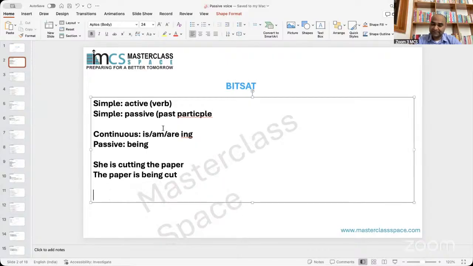Same with the past simple tense. What you need to check is active versus passive. In active, past simple is the second form of the verb. In passive voice it is was, were, plus past participle. If it is continuous tense, then what will it be? It will be was, were, plus ing. In case of passive, it will be being.